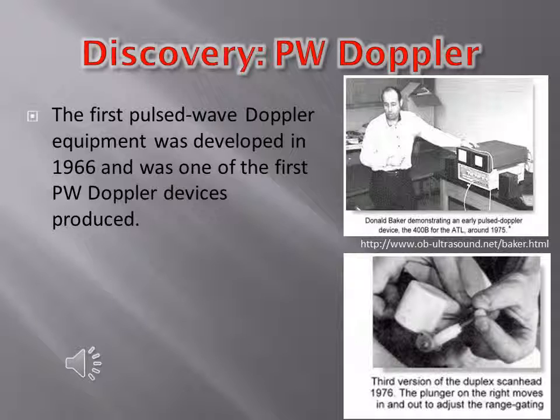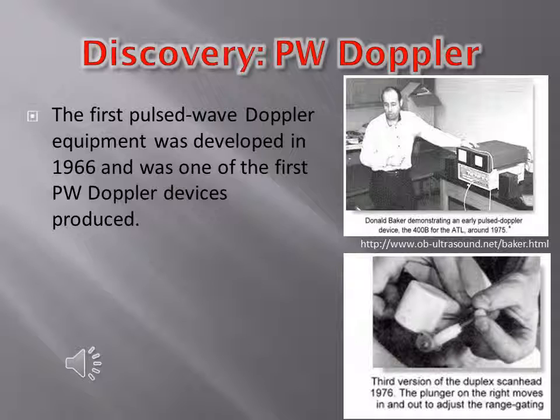The first pulsed wave Doppler equipment was developed by the same Seattle research team as the continuous wave equipment. Donald Baker, Dennis Watkins, and John Reed began working on this new project in 1966. They produced one of the first pulsed wave Doppler devices. Other people who developed pulsed wave devices were Wells of the United Kingdom and Perronneau of France.